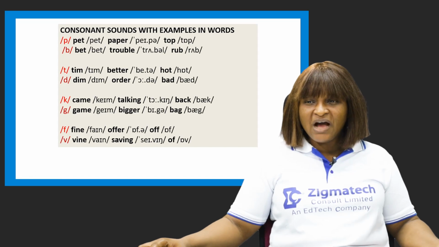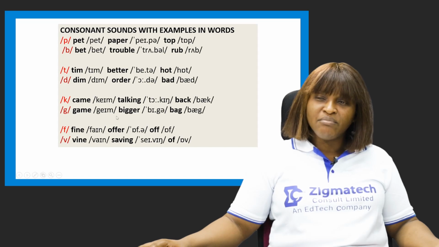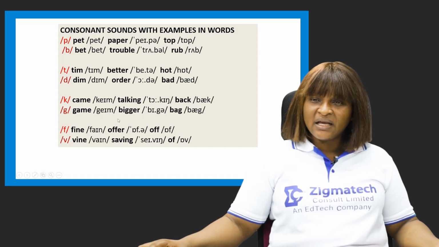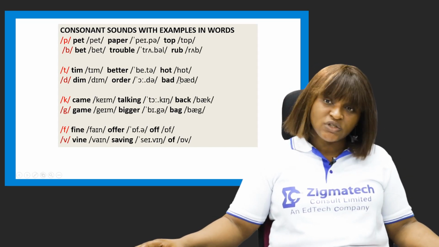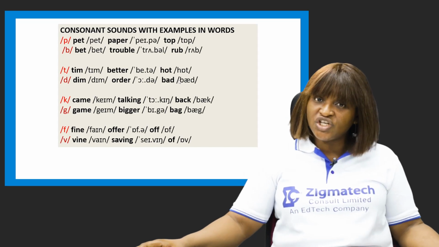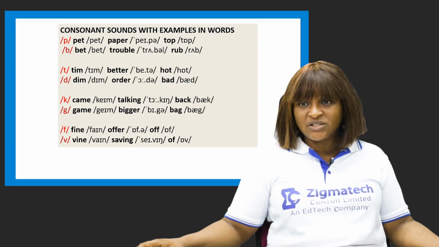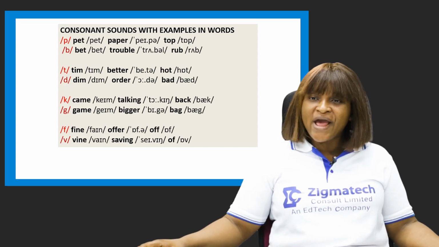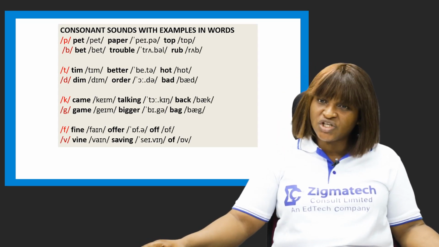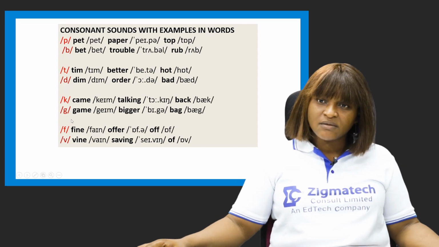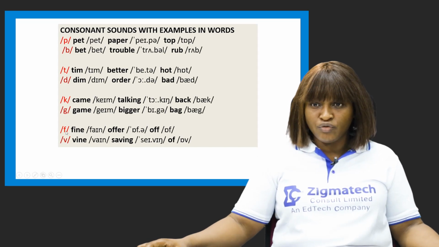Under the G sound, we have the initial stage, the middle stage, and the final stage. That's game, bigger, and bag. It is pertinent that we understand that there are certain words that may start with G and the G is not pronounced. The word G-N-A-T is pronounced nat, not gnat. And G-N-O-M-E is gnome, without the G. So we have certain words with the letter G, but the G is silent. And by silent, we mean they are not to be pronounced at the point of pronunciation.